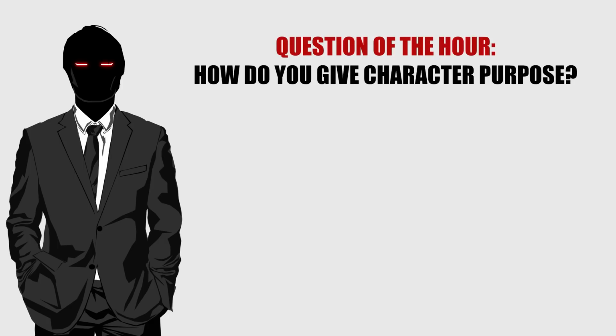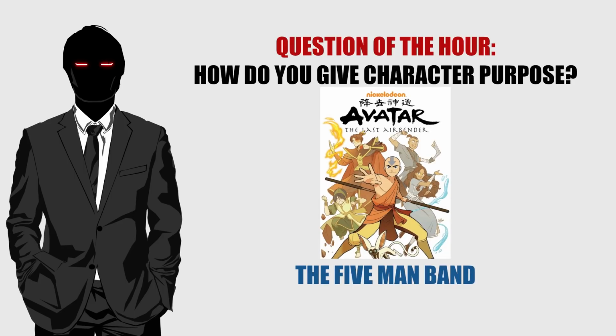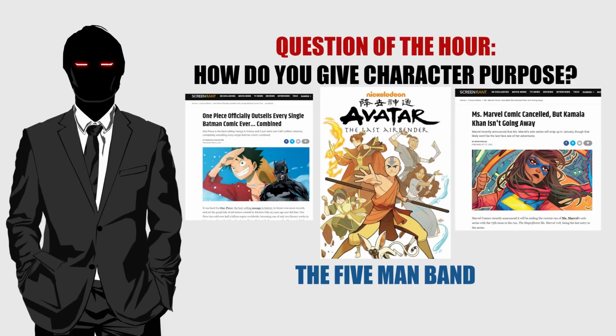Writing is a creative process after all, but the basic principle is probably best explained by the writing trope known as the five-man band. The five-man band has easily become one of the most iconic writing tropes in modern storytelling, especially during the era when manga consistently stomped Marvel and DC into the dust. But what makes this trope so effective is the help it provides giving characters purpose. And it gives characters purpose by assigning them a role.